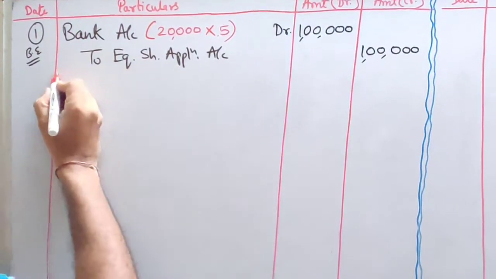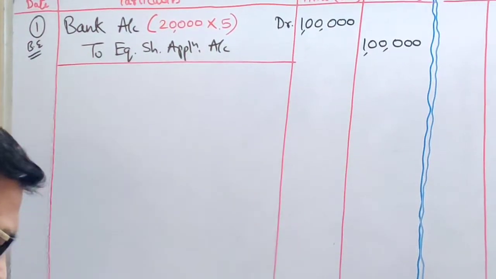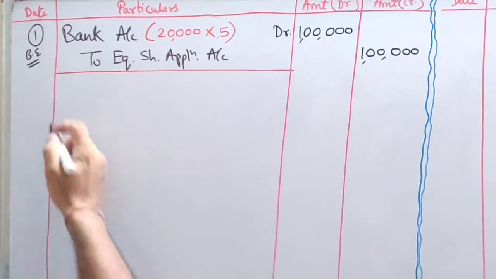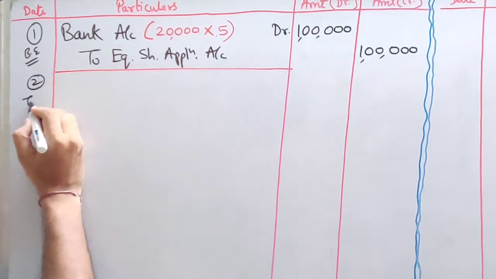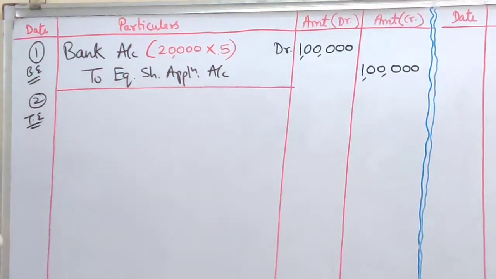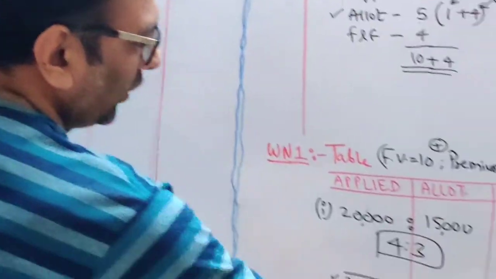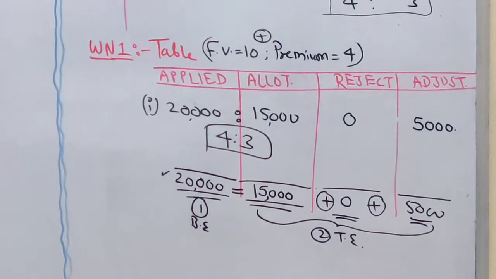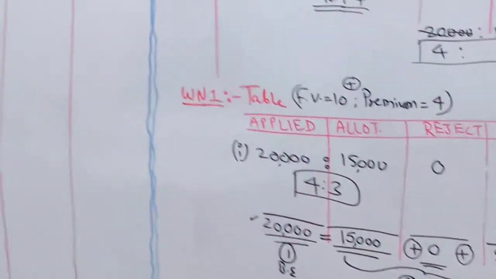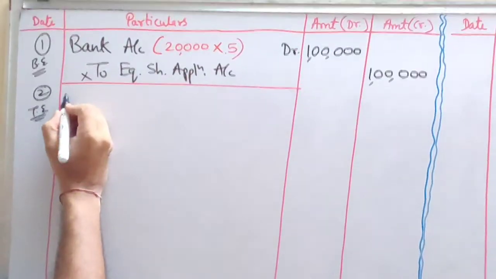Now what will be your second entry, students? Your second entry is the transfer entry. So number 2, transfer entry. For the second entry, the transfer entry, you will consider these columns. Now tell me, for the transfer entry, I want to close this account. This is a temporary account.